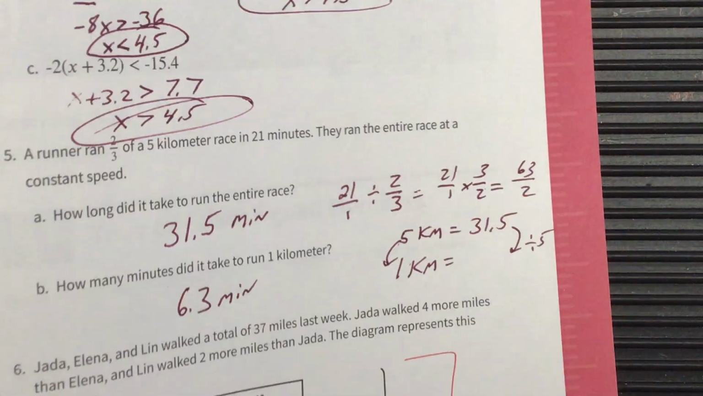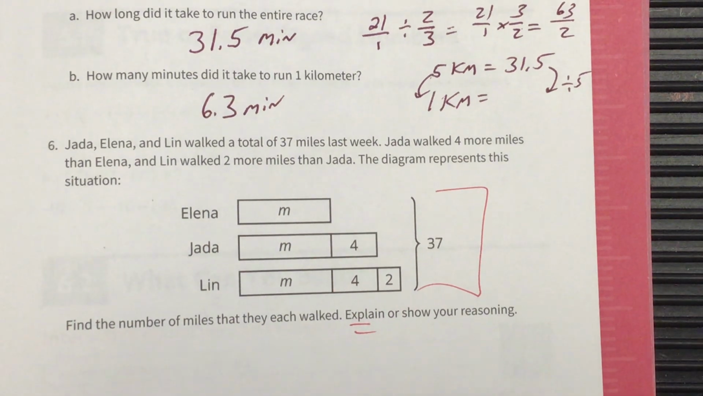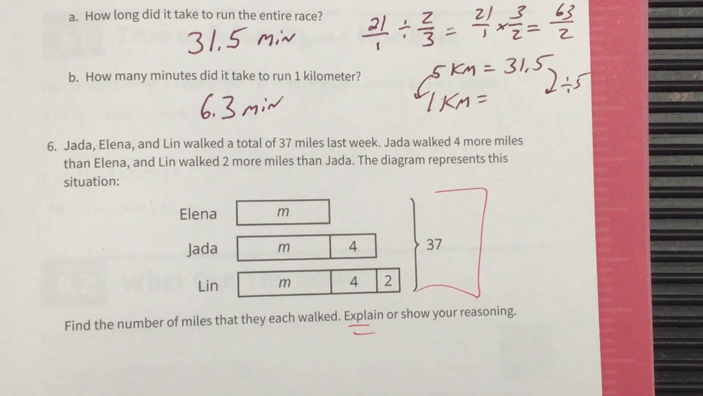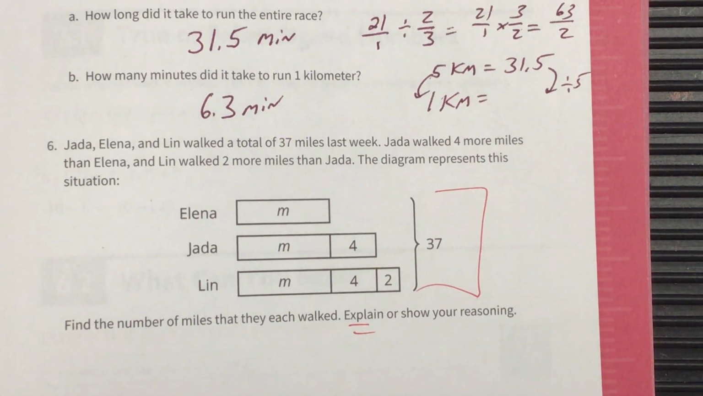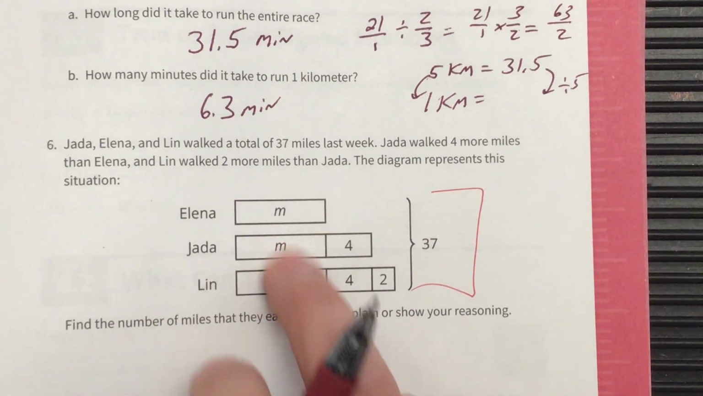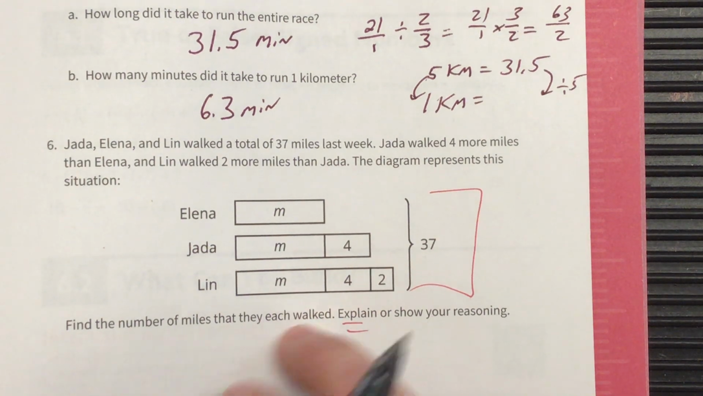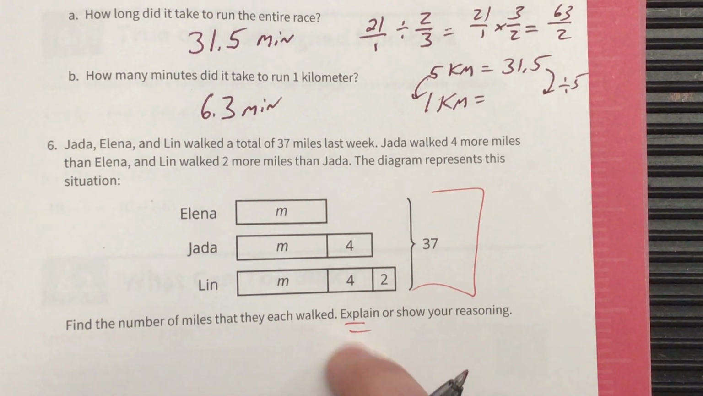Question 6. Evan, would you read that one, please? Jada, Elena, and Lynn walked a total of 37 miles last week. Jada walked 4 more miles than Elena, and Lynn walked 2 more miles than Jada. The diagram represents this situation. All right, so again, anytime you see a problem like this, you can draw a visual. That's all this is. Okay, find the number of miles they each walked and explain.